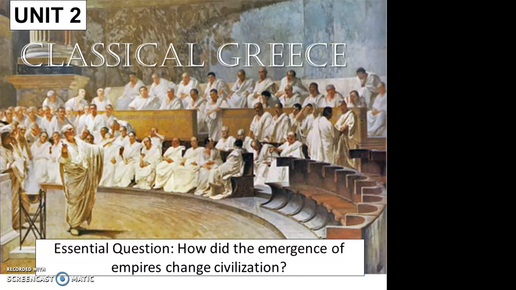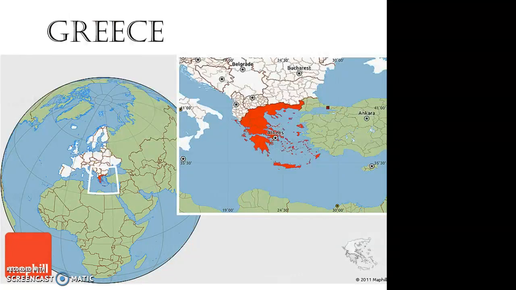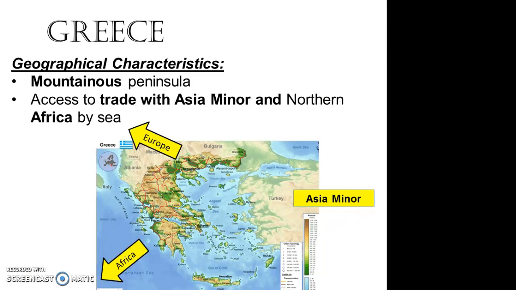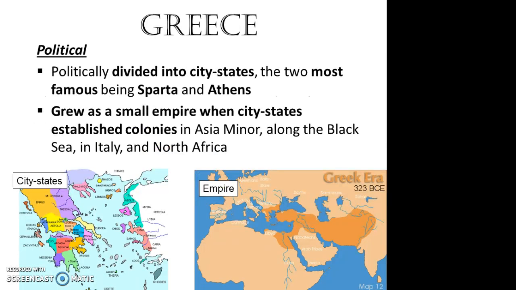Now the Greeks. How did the emergence of this civilization, or of this empire, change civilization? Here's a map of the Greeks. You can see it's made up of many islands and small peninsulas. It was an extremely mountainous peninsula. It had access to trade with Asia Minor and Northern Africa, so it was part of the major trade network. The problem with it, because it was so many islands and mountainous areas, they never had any kind of unification. Politically, they were divided into city-states, the two most famous being Sparta and Athens. And we'll talk about each of those shortly.